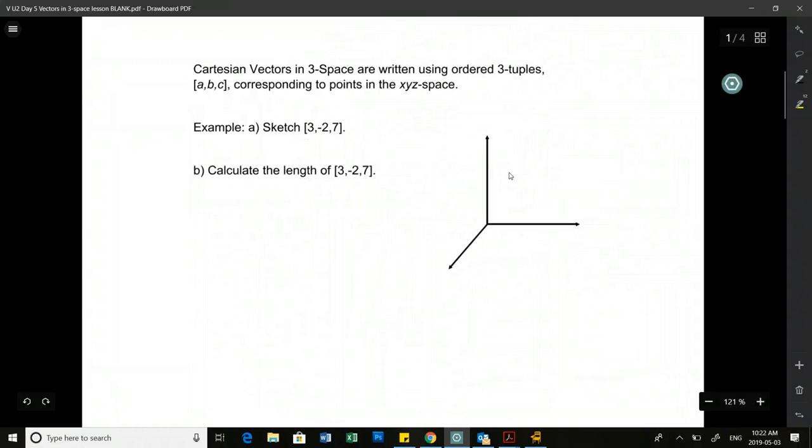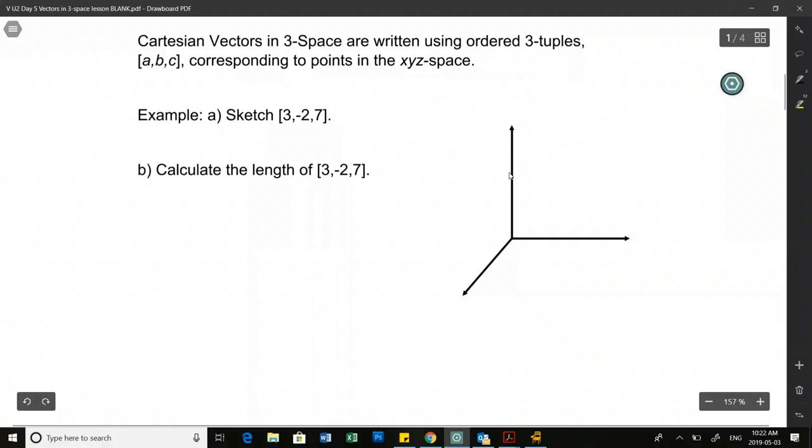Okay. So moving forward with our new material today, we are actually extending our knowledge now from flat 2D space into 3D space, which is often abbreviated as 3 space. So we write them using ordered 3 tuples, A, B, C, or X, Y, Z, corresponding to our x, y, z space.